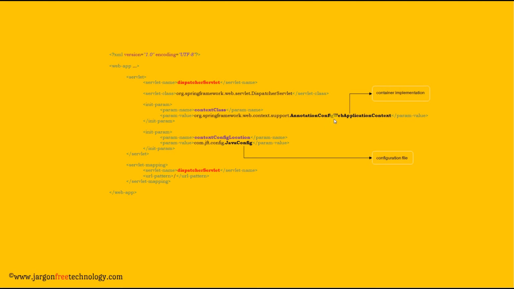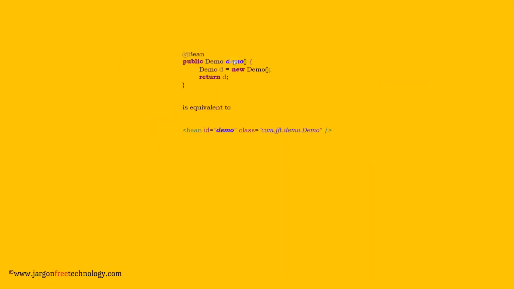So earlier we were using XmlWebApplicationContext. Now it is AnnotationConfigWebApplicationContext. And then instead of an XML file, now we are using a Java class as the configuration file. One more thing, the name of the bean method will be the ID of the bean. For instance, see here, the name of the method is equal to the ID.